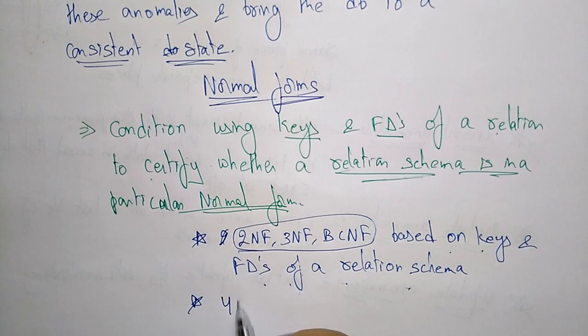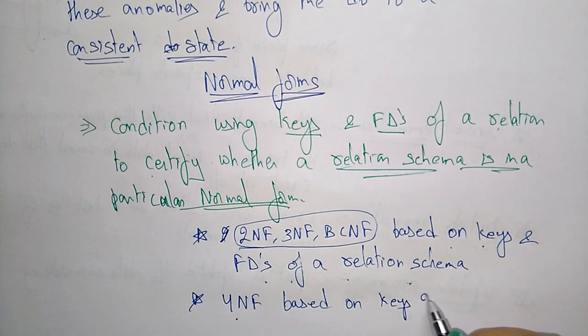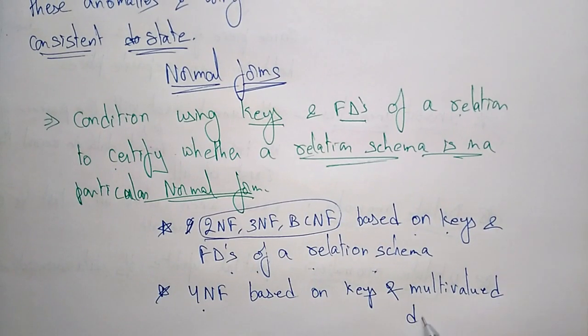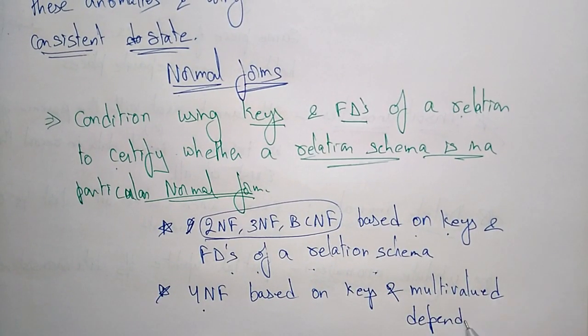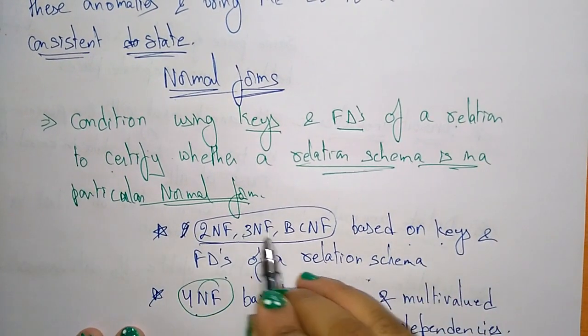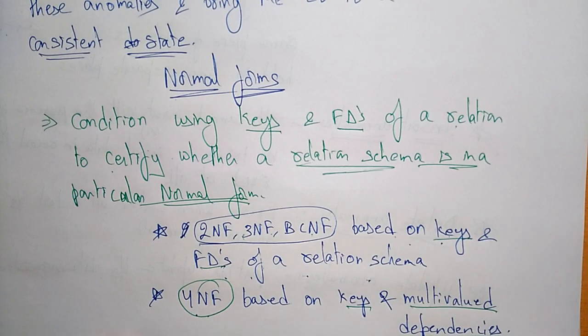Whereas 4NF is based on keys, but instead of functional dependency, 4NF is based on keys and multi-valued dependencies, not functional dependency. Okay, so this point you have to remember. 2NF, 3NF, and BCNF are based on keys and functional dependencies, whereas 4NF is based on keys and multi-valued dependencies.